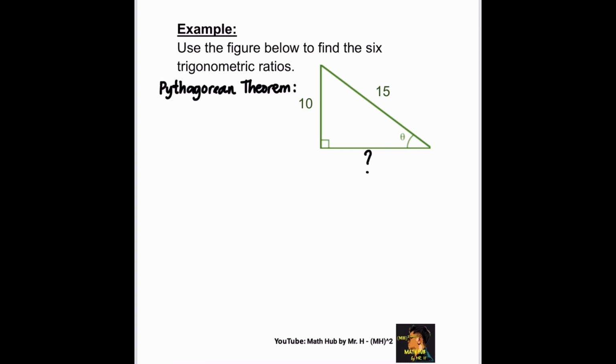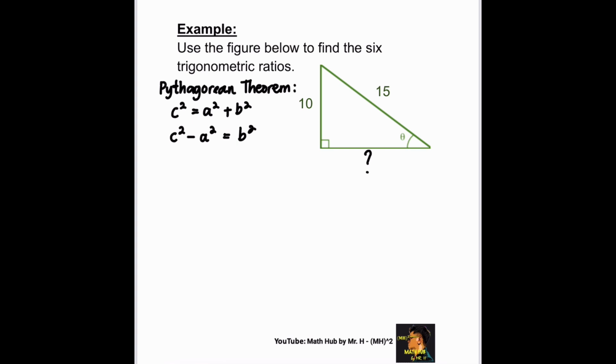Alright, so going back, Pythagorean Theorem is going to be used to find the length of this side. So we have c squared equals a squared plus b squared. And for this problem, since the hypotenuse is given and we're missing one leg measurement, we will be using c squared minus a squared equals b squared. So c is the hypotenuse and a is the leg, which is 10.